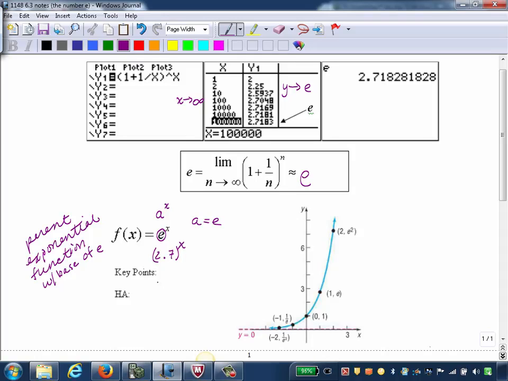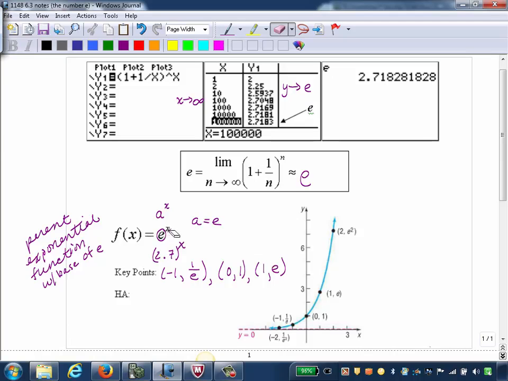So when we want to list key points on any parent exponential function, we know our key points are going to be -1, 1 over a, and in this case that would be 1 over e, 0, 1, and then 1, it's the base a, in this case that's the number e, because if I plug in a 1 for my x here, e to the first power is just e. So here are my 3 key points. So we know that this e, this is approximately 2.7, so if you sketch it on your graph, you're going to sketch it between the 2 and the 3.